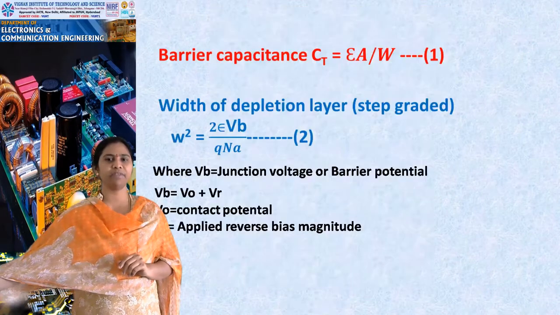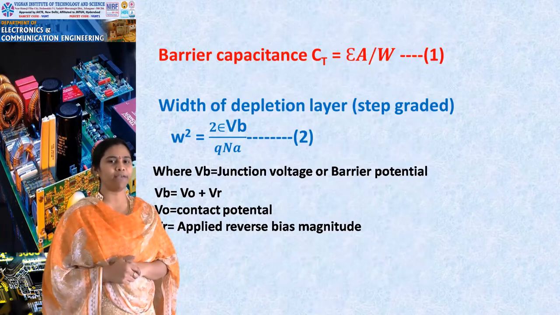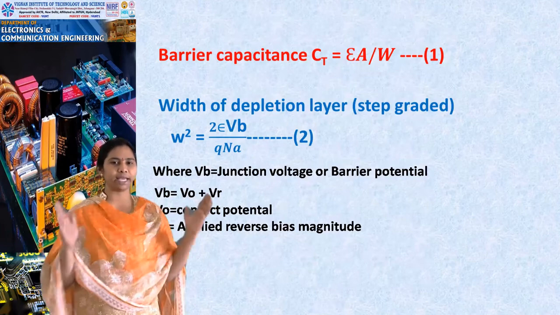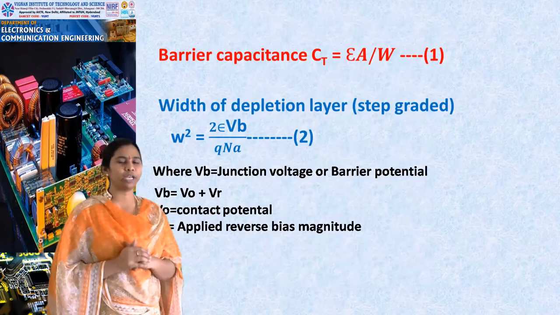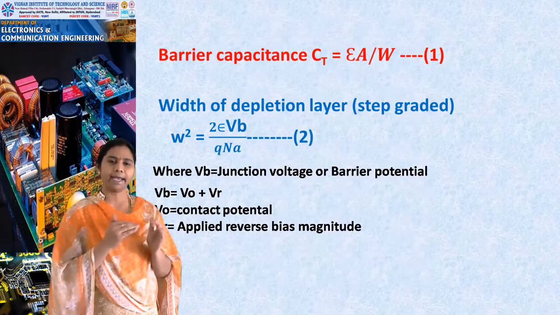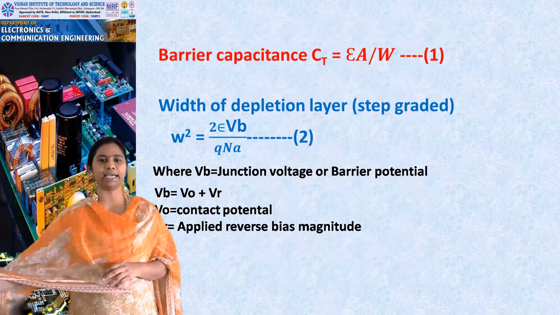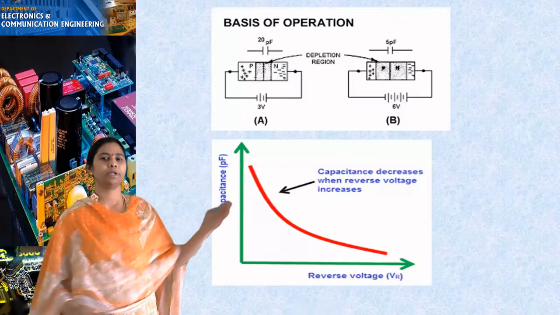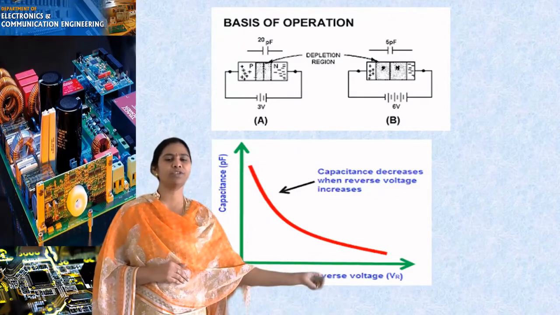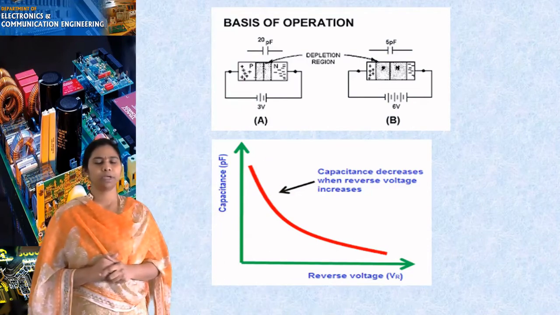This is given with a mathematical expression too, as we have derived. Ct is equal to epsilon A by W. When you increase the voltage, the width of the depletion layer increases. As the width of the depletion layer is inversely proportional to the transition capacitance, you see a decrease in the capacitance value. So that is what we have shown in the graph, which is, as you increase the depletion layer with the increase of reverse bias voltage, you see a decrease in the capacitance value. Clear?